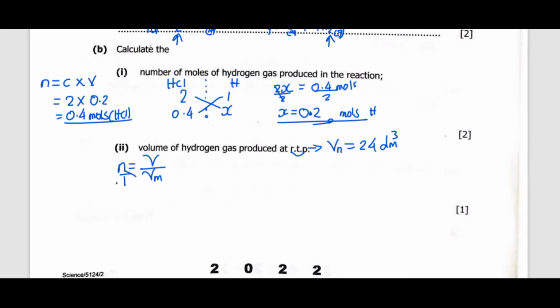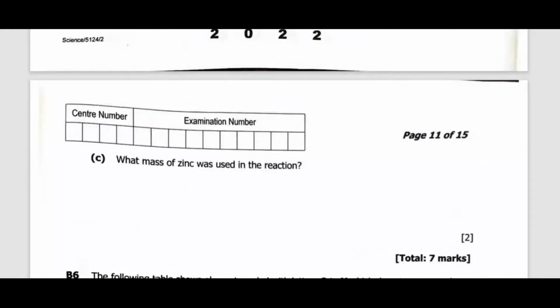Over 1, we cross multiply, so we know that volume is equal to number of moles multiplied by molar volume. The number of moles we have here. So the number of moles of hydrogen gas is 0.2 times 24. If we multiply 0.2 times 24, we'll get 4.8. So I'm getting 4.80 cubic decimeters. So this is our answer here. So let's go to question C.